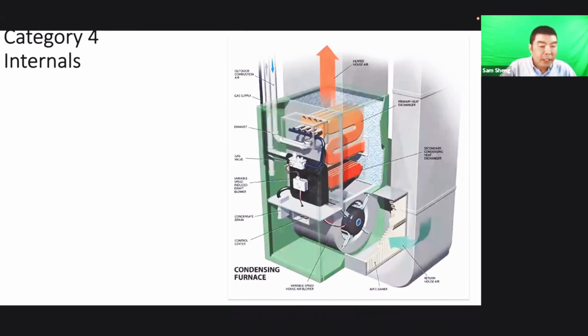Yeah, this is the internal of the category 4 furnace. We can see the secondary heat exchanger here. This is more different from the category 1 and has more troubles too. Because the primary heat exchanger is normally hard to clog, but the secondary heat exchanger is just like the air conditioner coil.